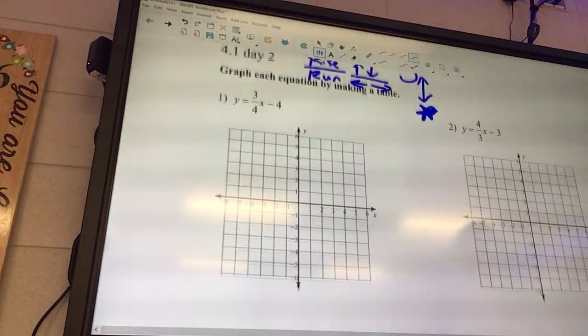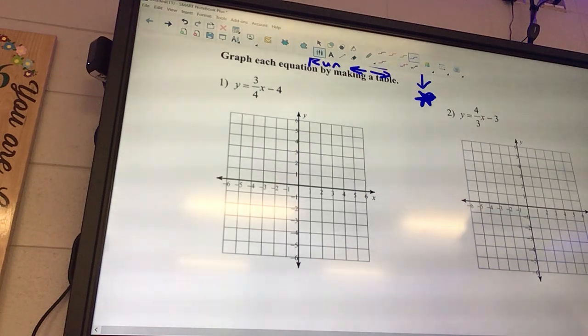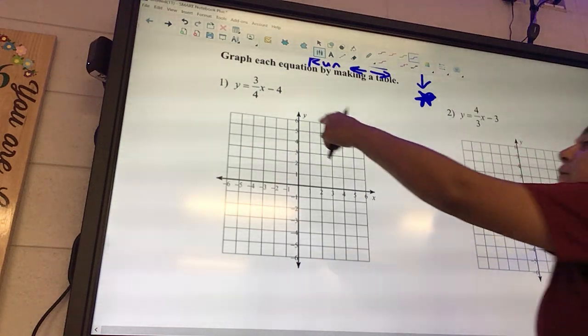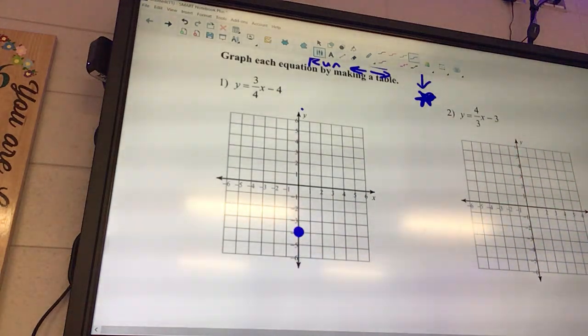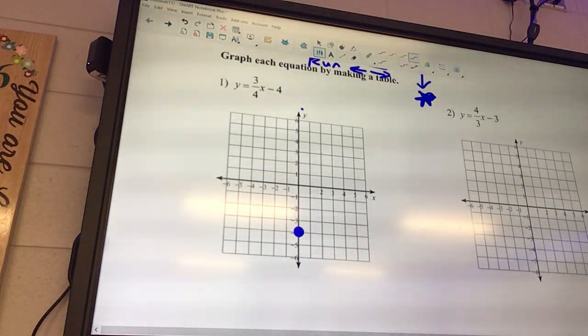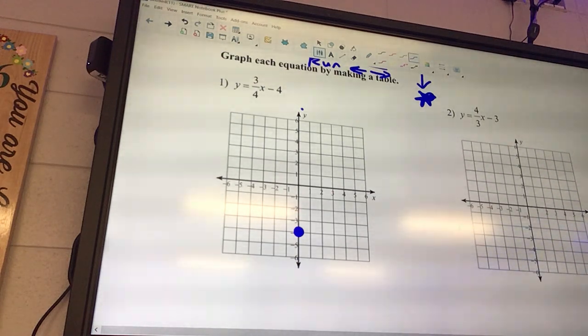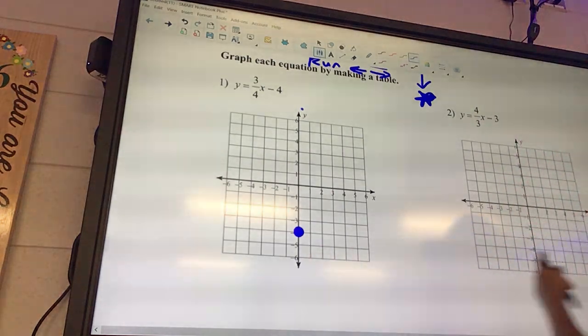If we look at number 1, which point am I going to plot first? -4. So we're going to go to the y line, which is the up and down line, and find -4, and we're going to put a dot. And what is my slope? 3 over 4. So we're going to go up 3 and over 4 which way? I need a positive line.